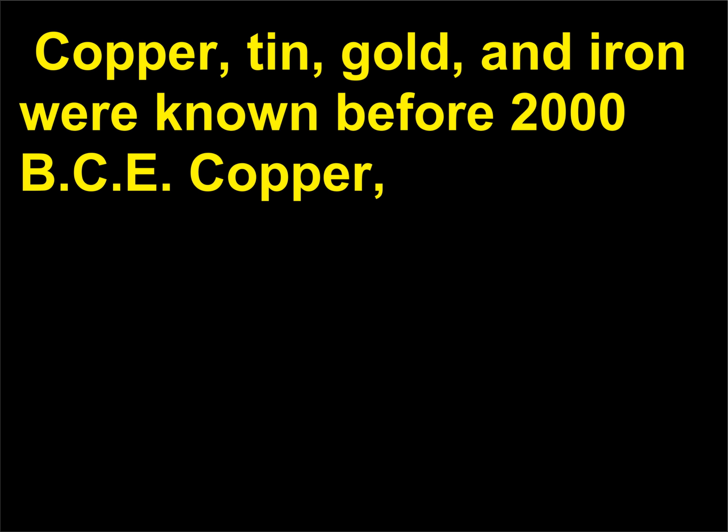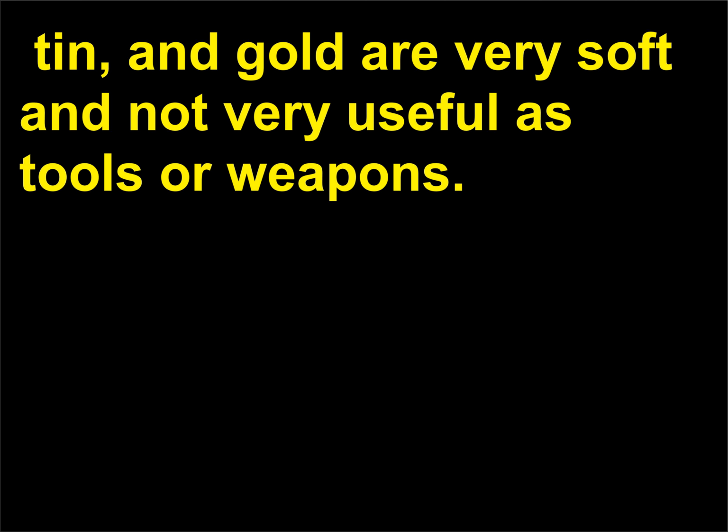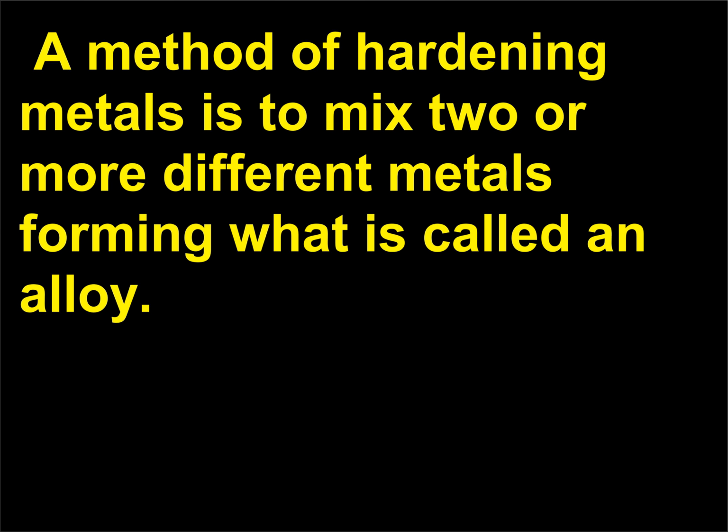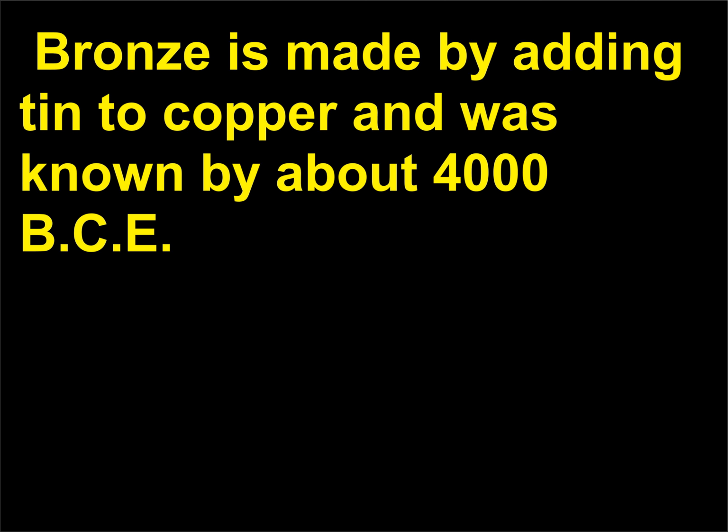Copper, tin, and gold are very soft and not very useful as tools or weapons. A method of hardening metals is to mix two or more different metals forming what is called an alloy. Bronze is made by adding tin to copper and was known by about 4000 BCE.